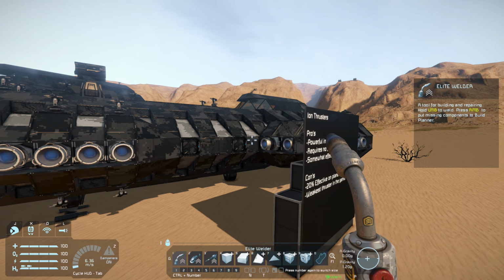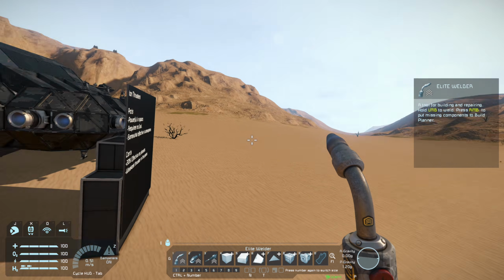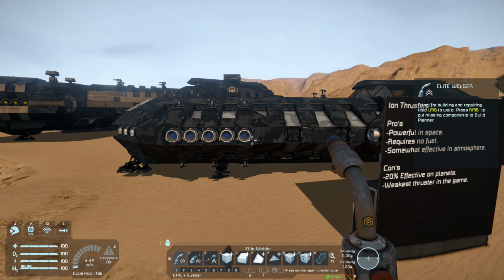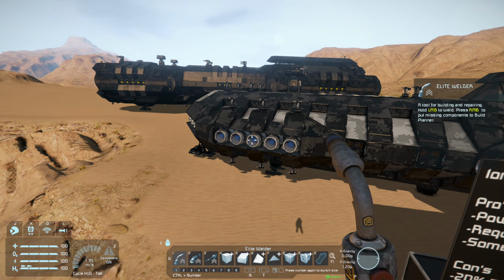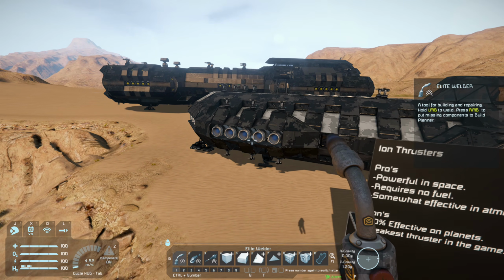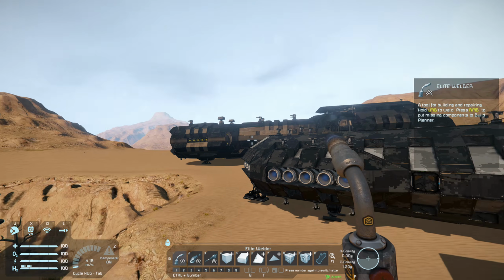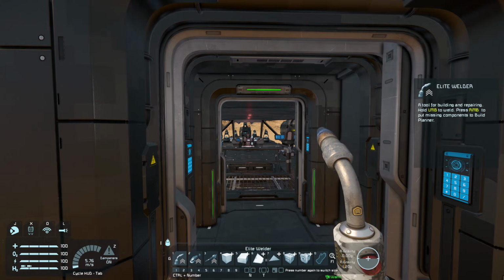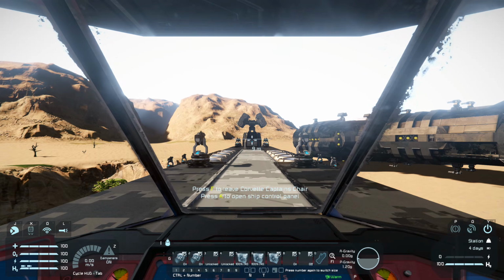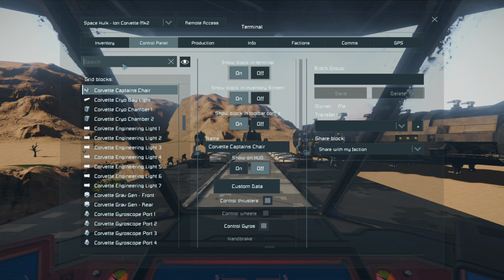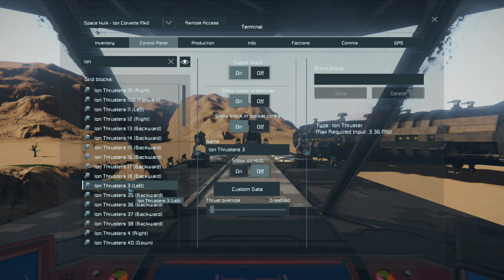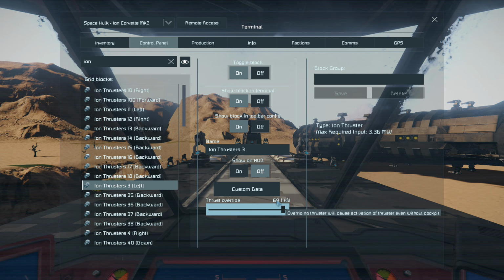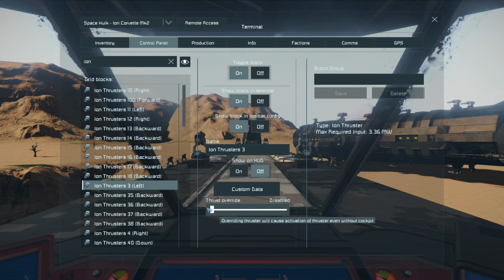And funnily enough, ion thrusters are actually somewhat effective in the atmosphere. So even though they are technically a space thruster, they will still provide you with about 20% thrust at sea level. So if I go into the cockpit of this ship here, I'll just demonstrate this. What we'll do is set the thrust override on one of these thrusters and I will show you that. Let's just pick any old thruster, and you can see that it actually does provide us with thrust. And the higher you go in the atmosphere, the higher this value will go as well.